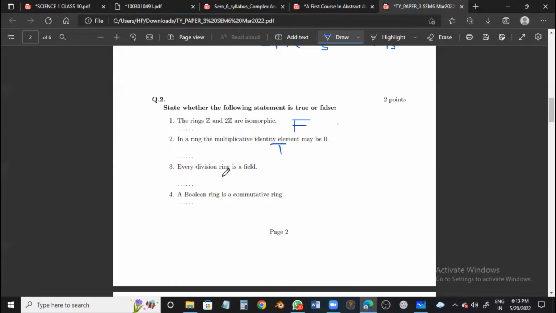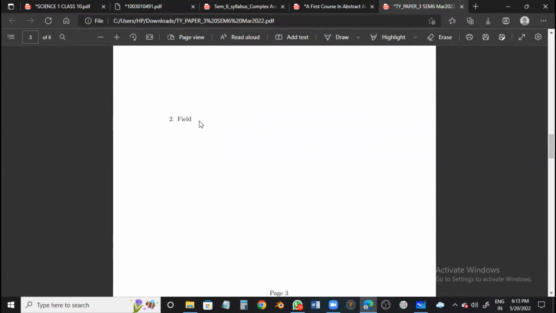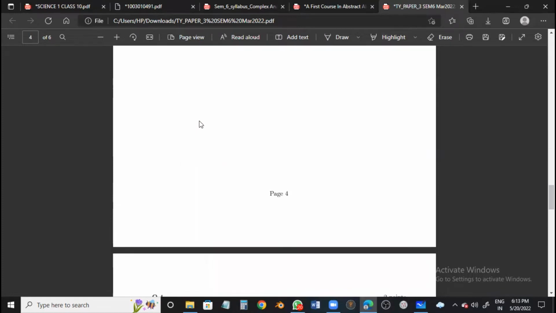Now every division ring is a field. False, because we want it to be a commutative division ring. Is it so? Okay. And lastly, a Boolean ring is a commutative ring. True. Yes, it is true. And actually, it's a kind of repeated question here. Homomorphism in rings, I think you can state already fine. So there is no problem, no issue here.